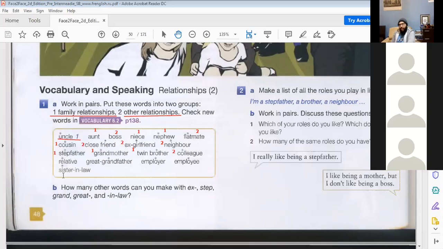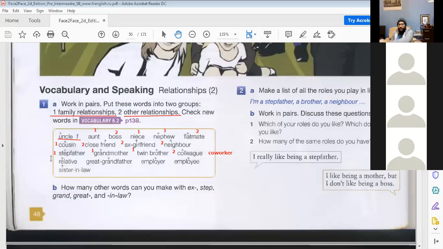2. Correct. Colleague is someone who works with you. Someone who works with you in the same company, in the same office. You can also use another word. They sometimes say co-worker. My co-worker, my colleague. You can use both.